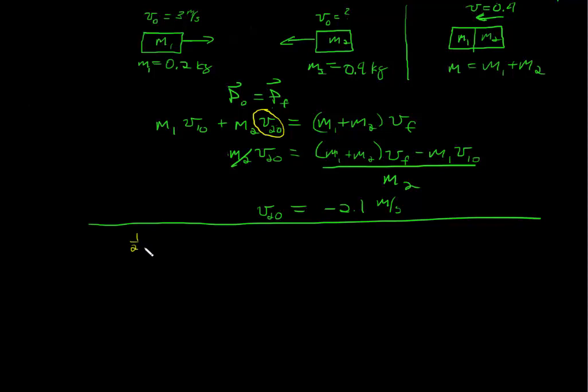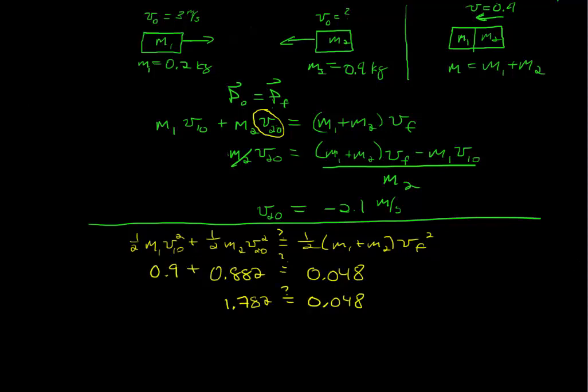So it's going to be 1/2, this is kinetic energy, m1 v1 naught squared plus 1/2 m2 v2 naught squared. And we're saying, is that equal to 1/2 of m1 plus m2 vf squared. So we have all these numbers now, so we can just plug them in. I'm not going to write them all down, I'm just going to put it in a calculator. All right, so plugging it in and calculating, what we see is that the initial kinetic energy was 1.782 joules, and then we got 0.048 joules afterwards.